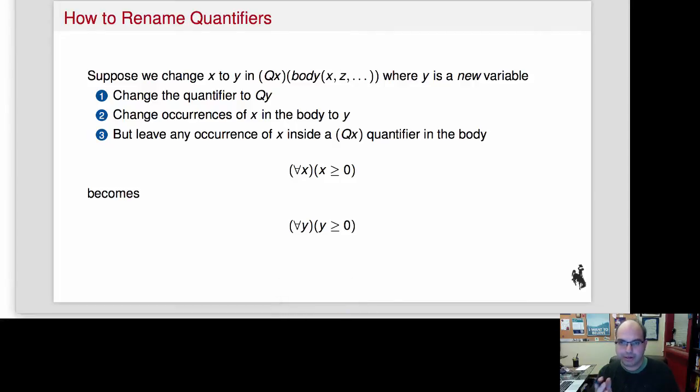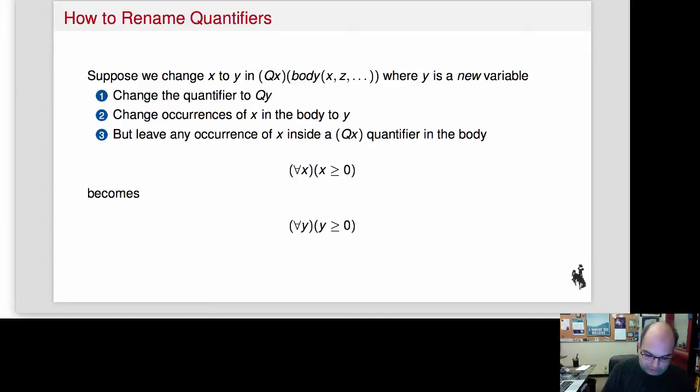This is how we're going to rename variables, and this is very technical. Be careful. It sounds trivial, but there are a few gotchas, and this is something you really must learn to do pretty much with your eyes closed. So pay very close attention. Let's say that I want to change the variable x to y in this statement, which is Qx, where Q is either for all or there exists, we don't care, body of x, y, z.